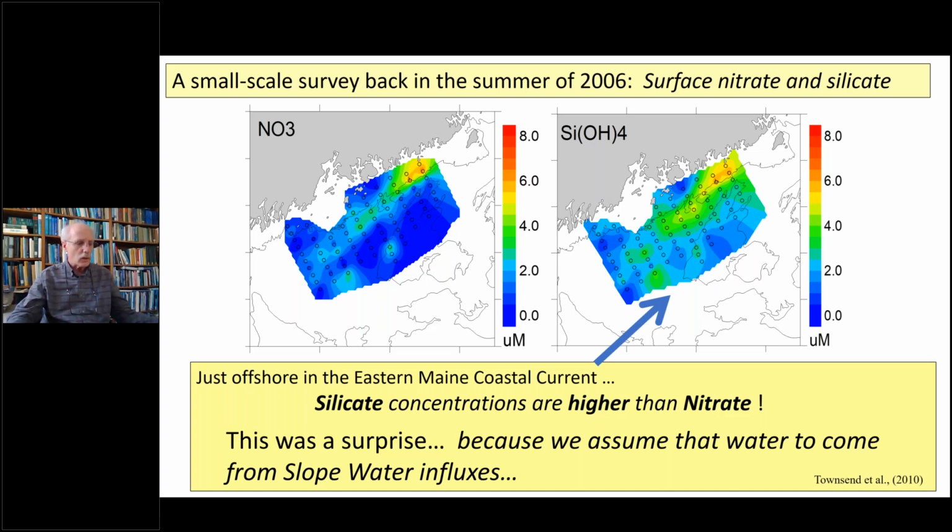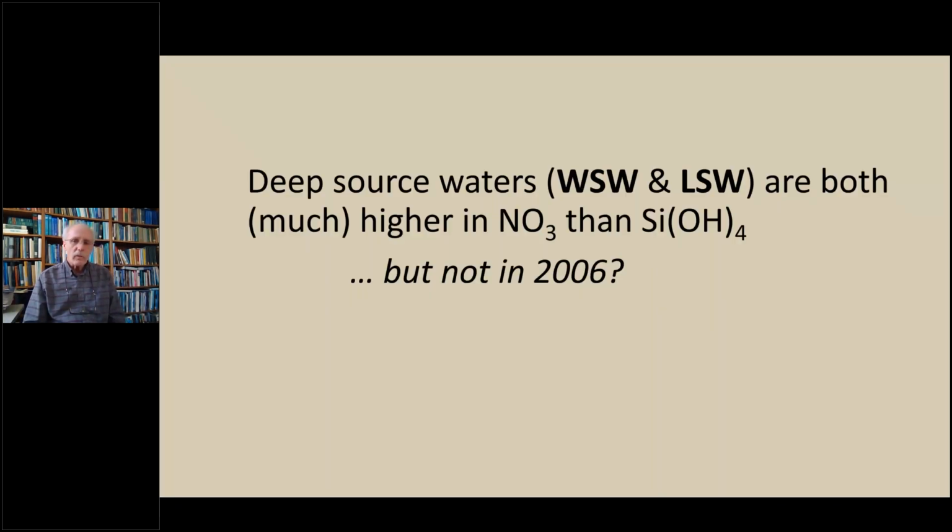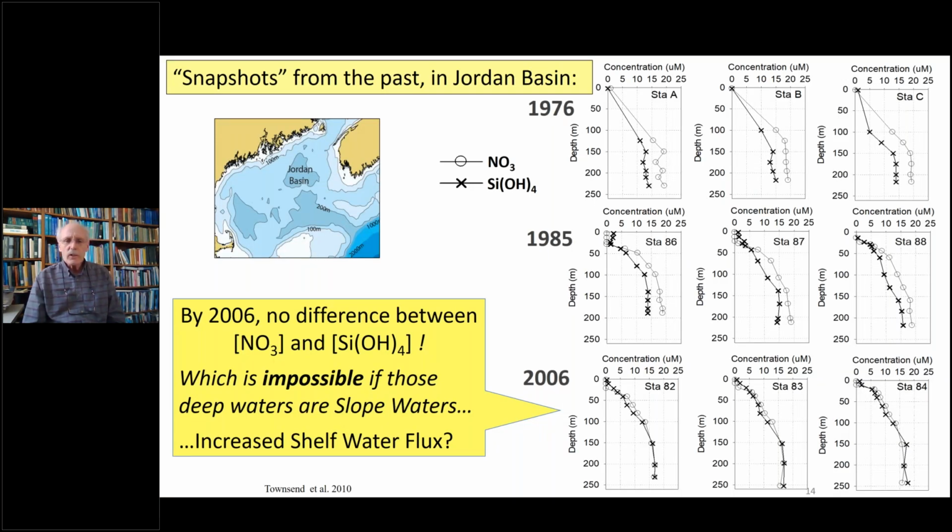And it leads to the question, what's going on? So if deep source waters, both warm slope water and Labrador slope water, have much higher nitrate than silicate, and that's not the case in 2006, we started looking back at some of the historical data to get a handle on what may be going on. And these are just sets of 3 stations, nutrient profiles done in Jordan Basin. 3 stations in 1976, again in 85, and again the ones I just showed you in 2006.